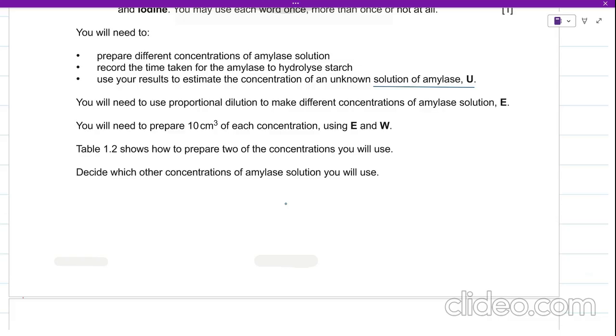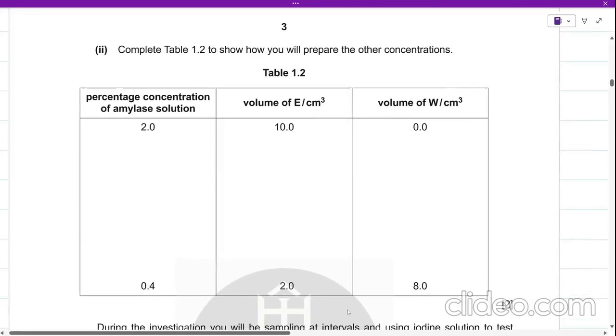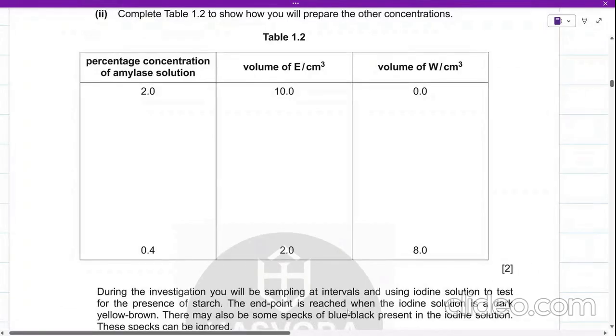To make different concentrations of the amylase solution E, you will need to prepare 10 cm³ of each concentration using E and W. W is the water and E is the stock solution, or you can say the original solution. Table 1.2 shows how to prepare two of the concentrations you will use. Decide which other concentrations of amylase solution you will use. So now they have provided us with the table.